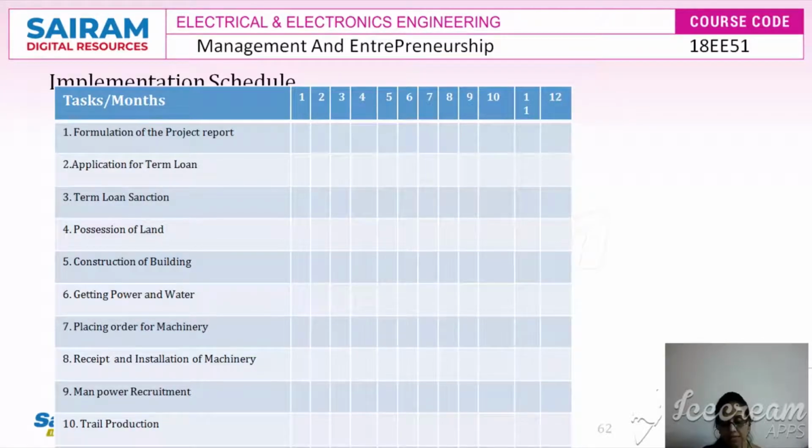So let's understand the implementation table that is to be drawn by every entrepreneur. The first task in the first month is the formulation of the project report. After this is done, the application for the term loan. At this stage, term loan and working capital may get sanctioned under the single window scheme if the entrepreneur approaches any of the state financial bodies. The application has to be given for the finance that is projected for the term loan. Term loan always covers the infrastructure, and so it will be possible for the entrepreneur to get the machineries and the infrastructure that is involved in it.